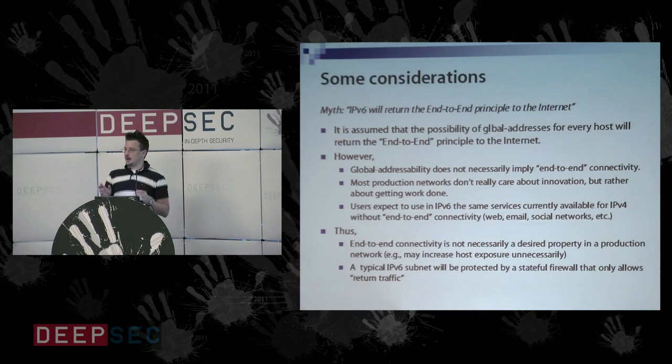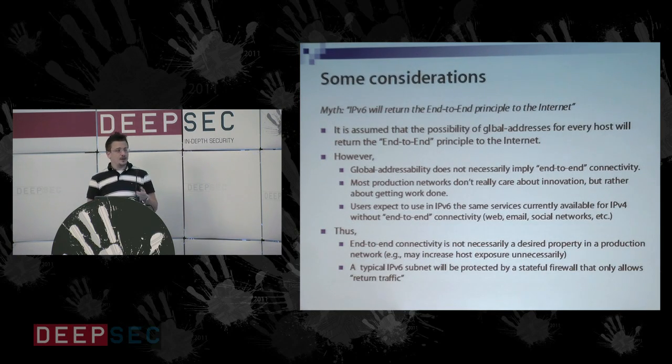Like, it's not only about addressing, about having more addresses, but also that with IPv6 we could simplify the network and get back to the end-to-end principle. However, from my perspective, that's not really going to be the case. Even when with IPv6 we have enough addresses to assign one global unicast address to every system that connects to the internet, I don't think that global addressability is going to imply global end-to-end connectivity.